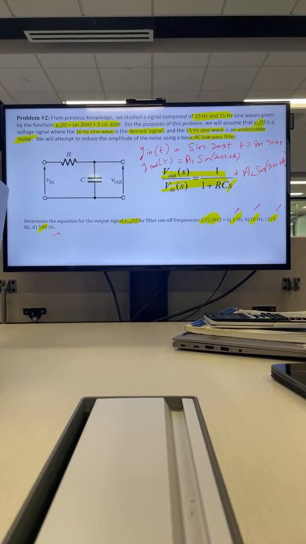So you are going to have 4 equations, okay? You are going to have 4 equations for 1 hertz, 10 hertz, 15 hertz and 100 hertz, okay? For the input frequencies of the sine 20 pi t and the sine 30 pi t. Can you do it? Can you calculate the values for A1, A2 for different cutoff frequencies, okay? 1, 10, 15 and 100 for A1 and phi 1, A2 and phi 2.